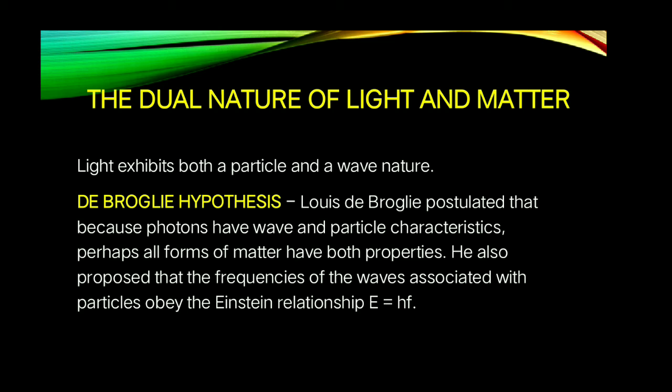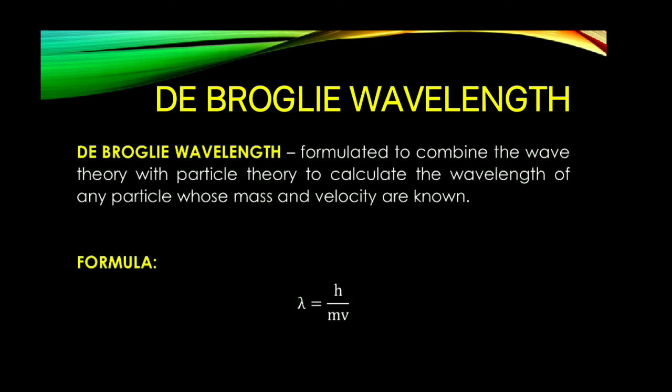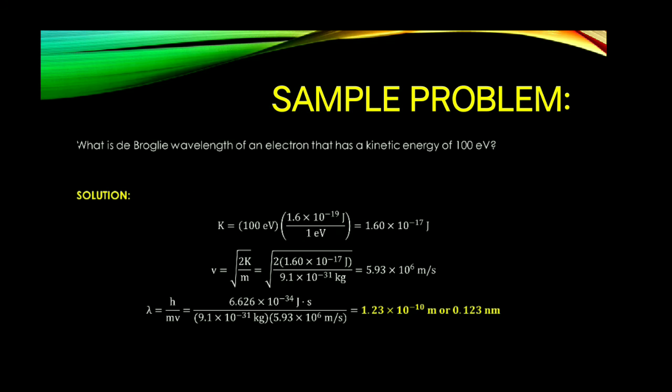Next, the dual nature of light and matter. Light exhibits both a particle and a wave nature. De Broglie hypothesis. Louis de Broglie postulated that because photons have wave and particle characteristics, perhaps all forms of matter have both properties. He also proposed that the frequencies of the waves associated with particles obey the Einstein relationship E = hf. The de Broglie wavelength combines the wave theory with particle theory to calculate the wavelength of any particle whose mass and velocity are known. Here's our sample problem.